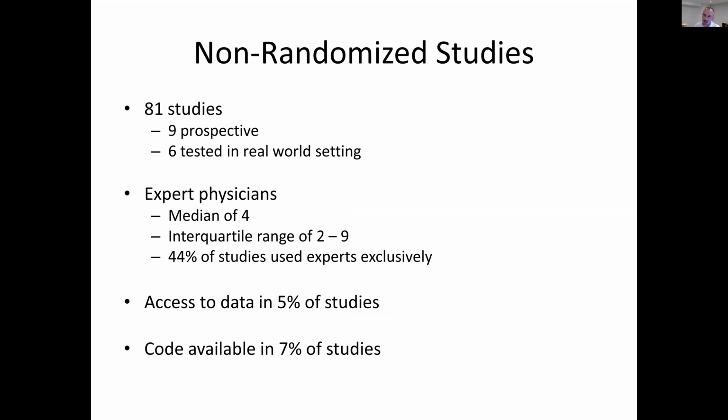What I find very interesting is that a lot of these articles discuss equivalence or improved performance in comparison to a physician, yet only 44% of these studies used experts exclusively, and the median was 4 expert physicians per study. Access to data is quite limited at about 5% of these studies, which to some extent is understandable because of concerns of PHI, but the interesting thing is source code was only available in 7% of studies.